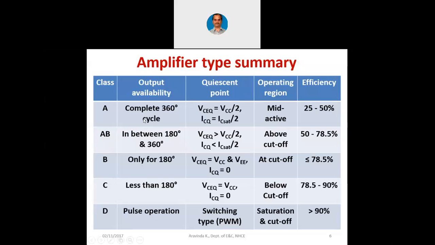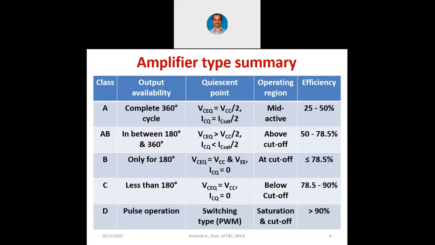as class A is working for the complete 360 degree cycle, the efficiency is only 25 to 50%. Efficiency means the power which we provide to the amplifier and the power which is utilized by the amplifier. For example, output power divided by input power. In the case of all these amplifiers, output power is AC, whereas input power is DC. How is it so? It is so because we are giving biasing supply to the amplifier, supply voltage is DC, and there is a quiescent current ICQ that is also DC.